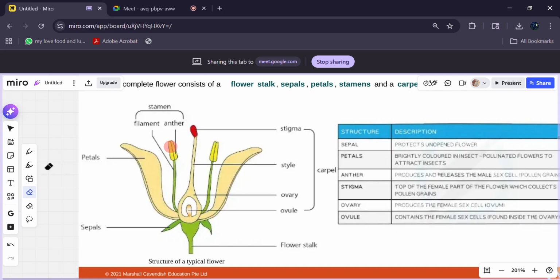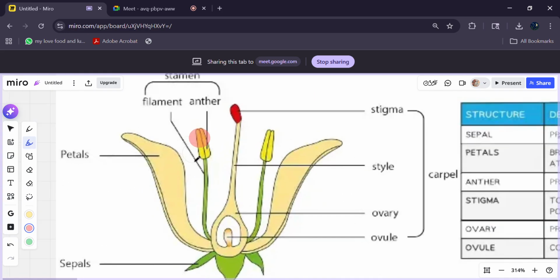So what do the filament and anther do? Well, the filament is a stalk that holds the anther in a suitable position to disperse the pollen, and the anther also consists of a vascular bundle. This vascular bundle contains phloem and xylem. So what are phloem and xylem? Well, phloem translocates sucrose and amino acids into the developing anther.